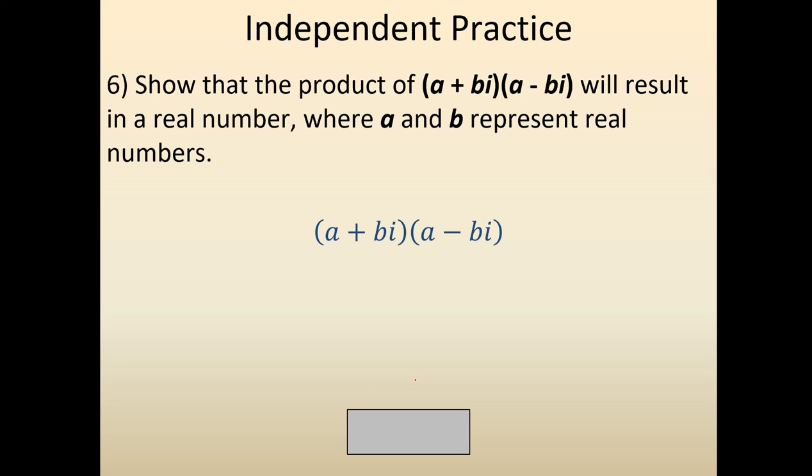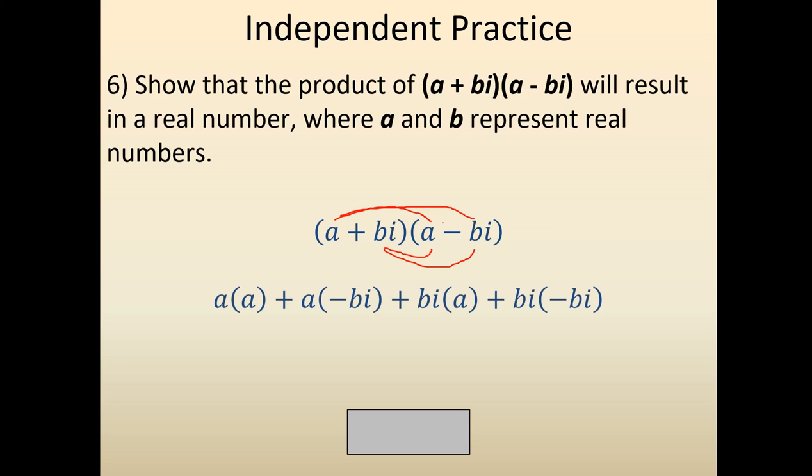So we're going to start with this: a plus bi times a minus bi. We're going to do the same thing that we've done before. Distribute the a to each term. Distribute the bi to each term. So we end up getting a times a, plus a times minus bi, bi times a, bi times minus bi.